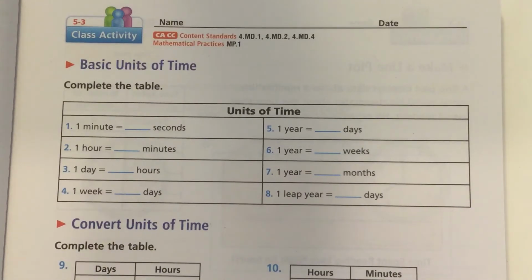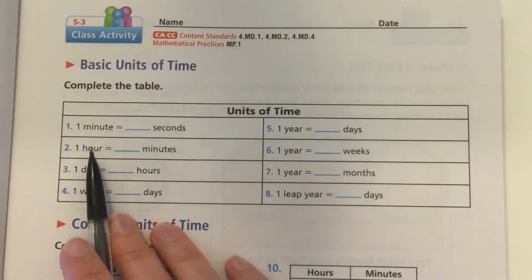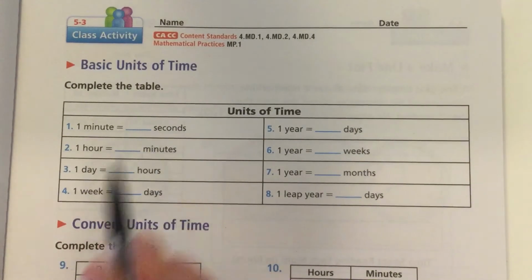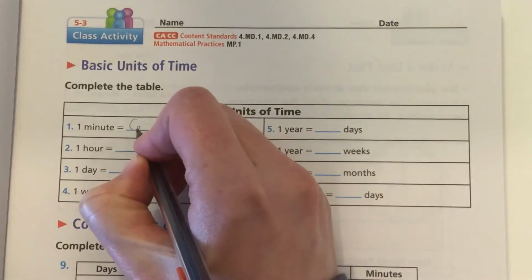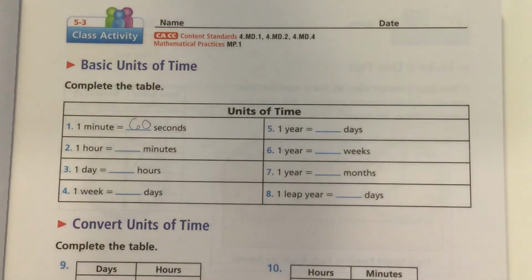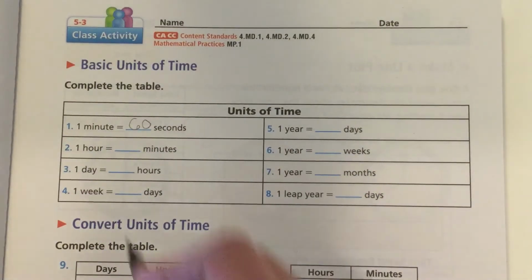The units of time are universal, so whether you're in the United States or in any other country, these units of time will be the same. Okay, so let's look through these. 1 minute equals how many seconds? You can try to guess these before I write them in. A lot of this is review.